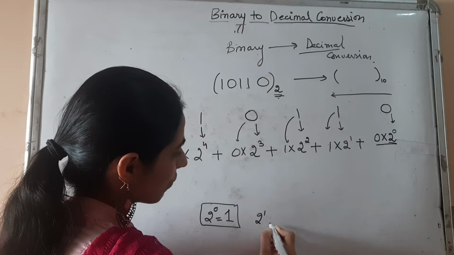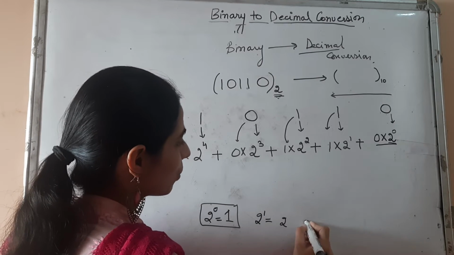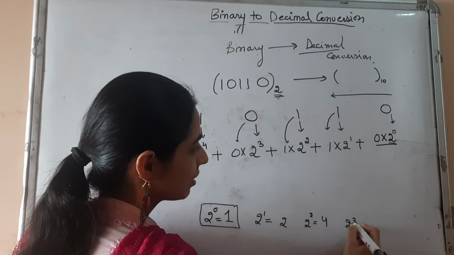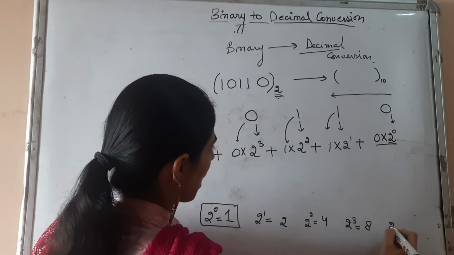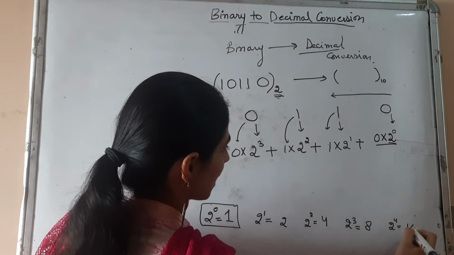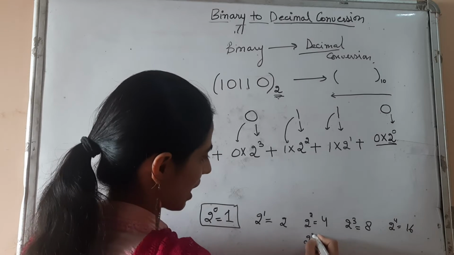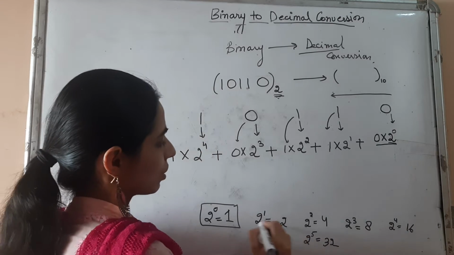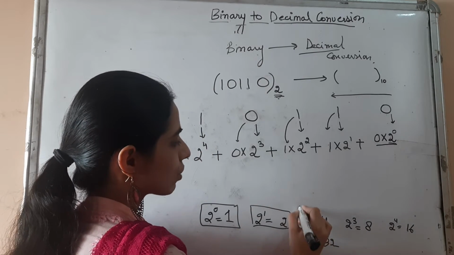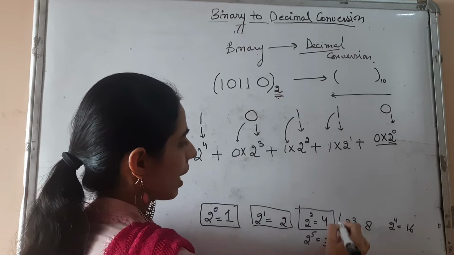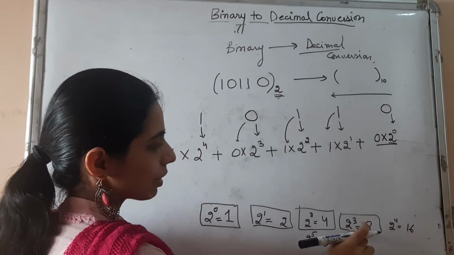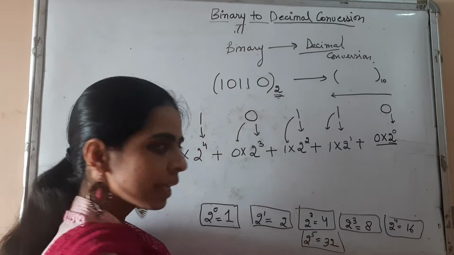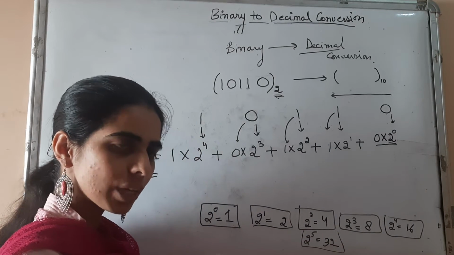So 2 to the power 1 means 2, 2 to the power 2 means 4, 2 to the power 3 means 8, 2 to the power 4 means 16. And 2 to the power 5, although it's not given, you should know it means 32. We have to remember these powers to make our calculation faster. So 2 to the power 3 is 8, 2 to the power 4 is 16, 2 to the power 5 is 32. I hope I'm clear this way.